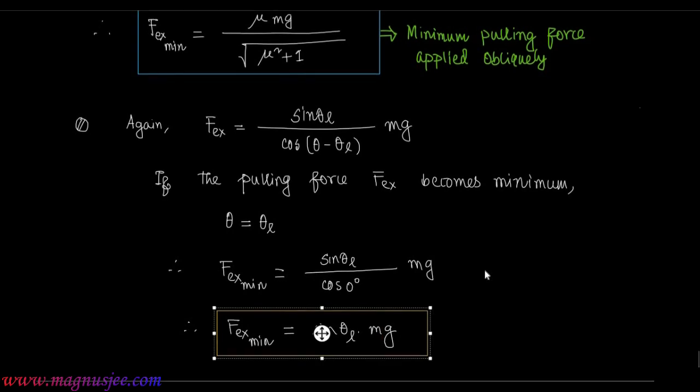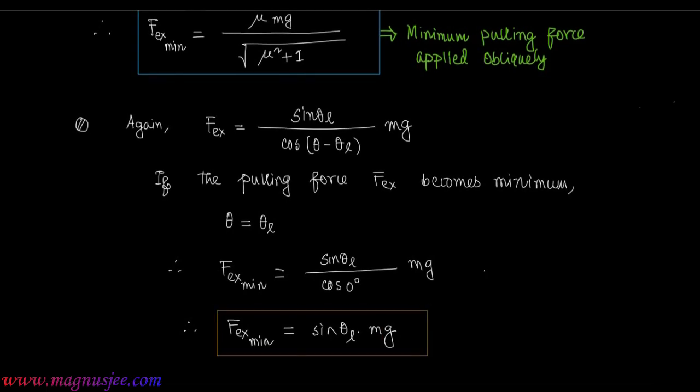Fex min is equal to sin theta L into mg, where theta L is the angle of friction, and theta L will be equal to the angle theta with which the force is applied obliquely with respect to the horizontal rough surface. That is another expression of the minimum pulling force applied on a body obliquely with respect to the rough horizontal surface. Similarly, another expression of the pulling force is Fex min equals mu divided by root over mu square plus 1 into mg.